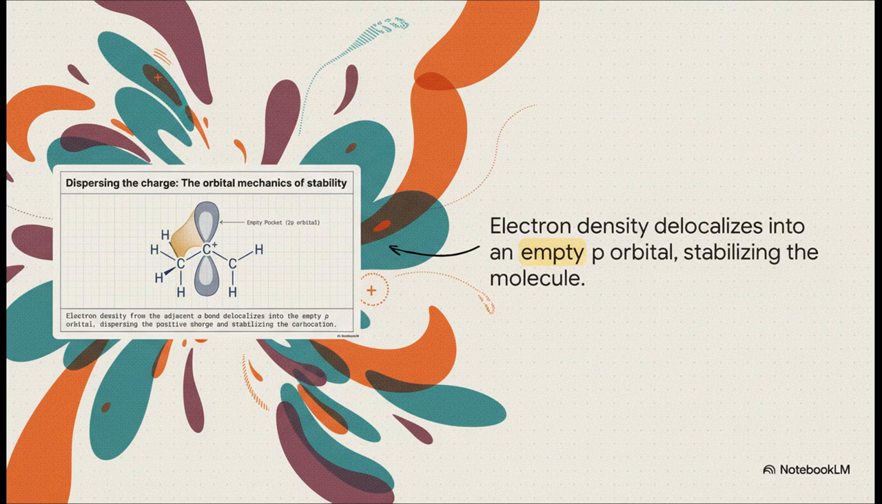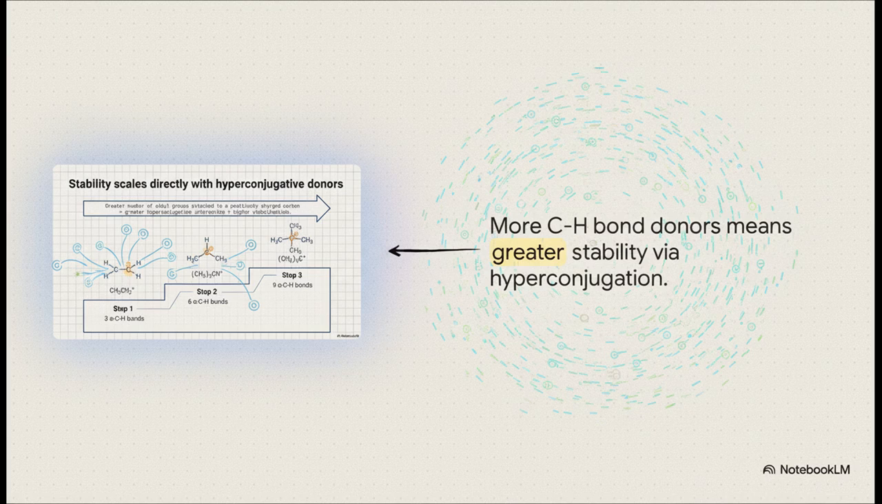Okay, here's how it actually works on the orbital level. We've got a carbocation, that's a carbon with a positive charge, which means it has an empty p orbital. You can think of it like an empty pocket. Well, the electrons from a neighboring carbon-hydrogen sigma bond can actually overlap with this empty pocket, sharing their electron density. This process, called delocalization, spreads that positive charge out over a larger area, which in chemistry is a very, very stabilizing thing. So this brings us to the crucial takeaway. The more of these helpful neighboring CH bonds you have, the more stable the whole molecule becomes.